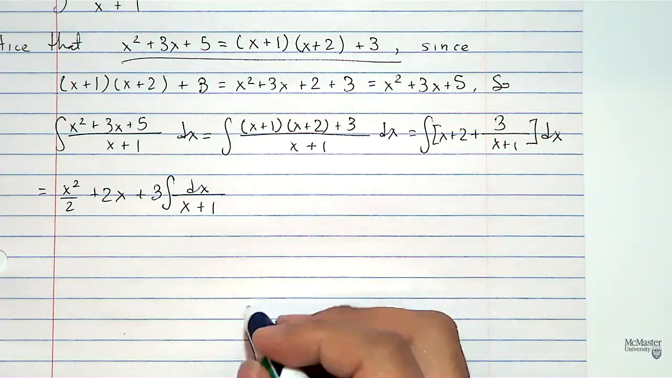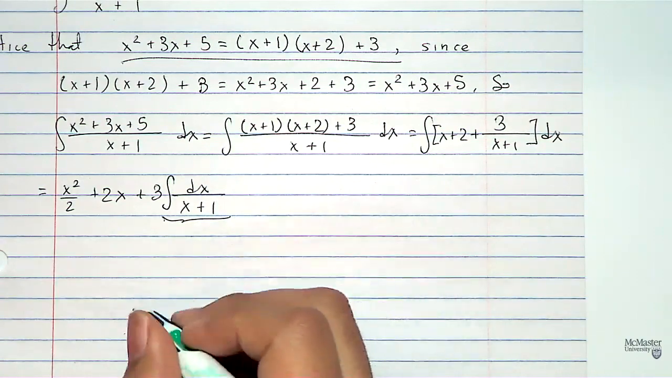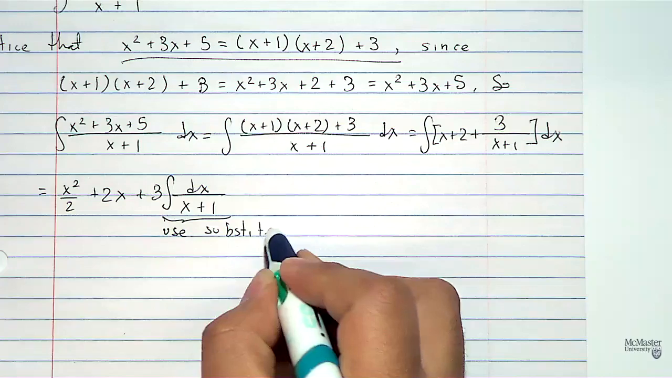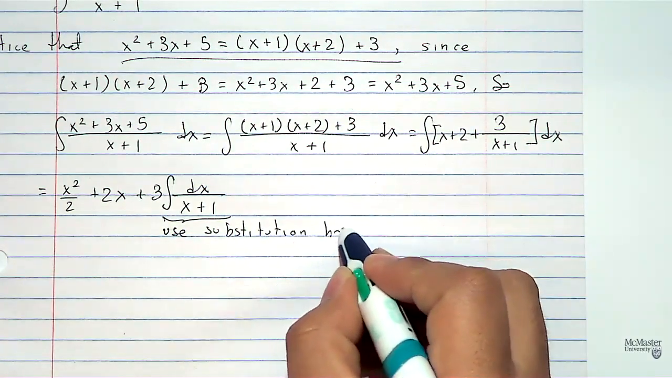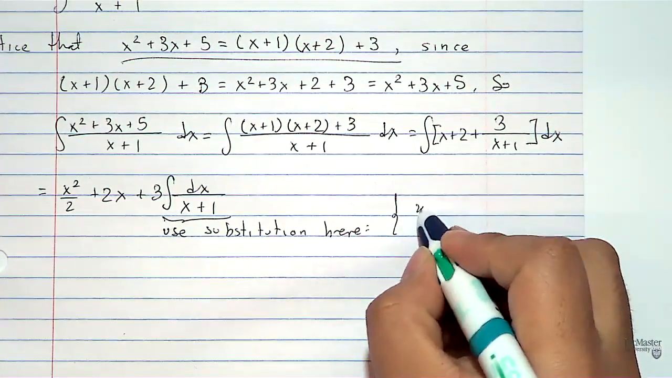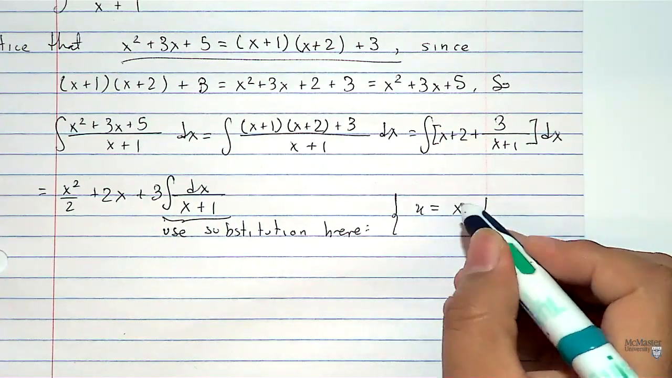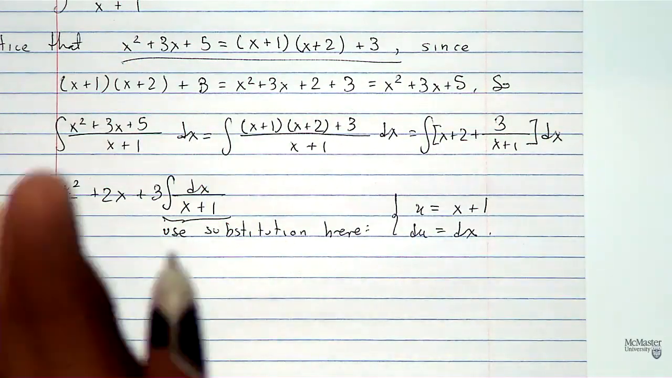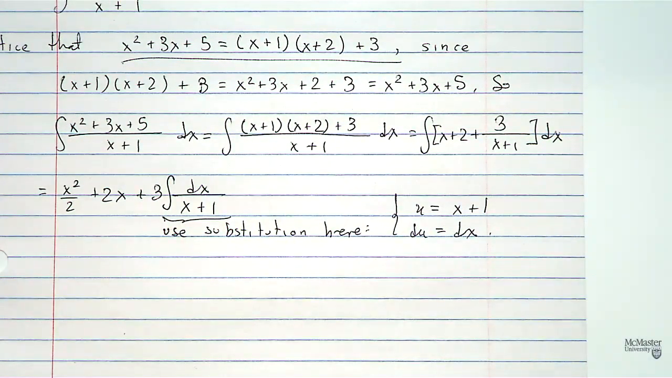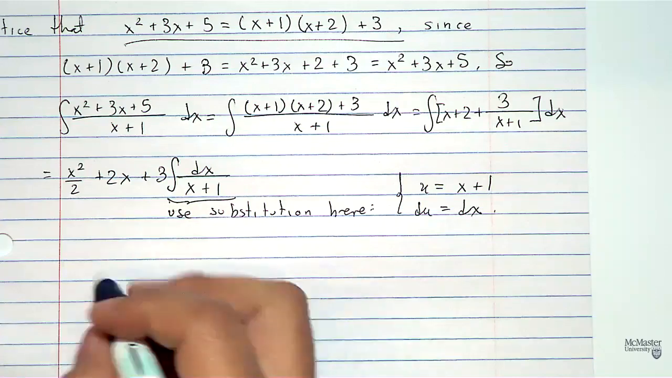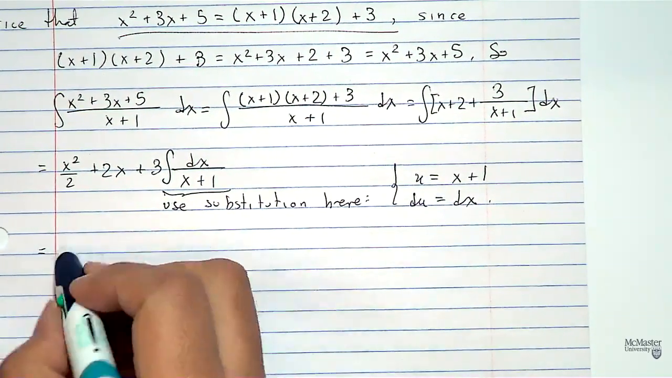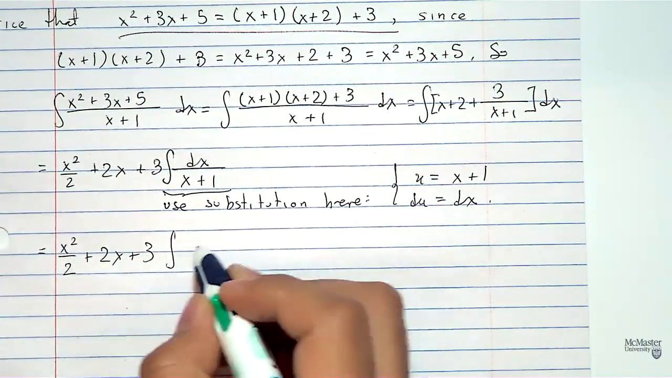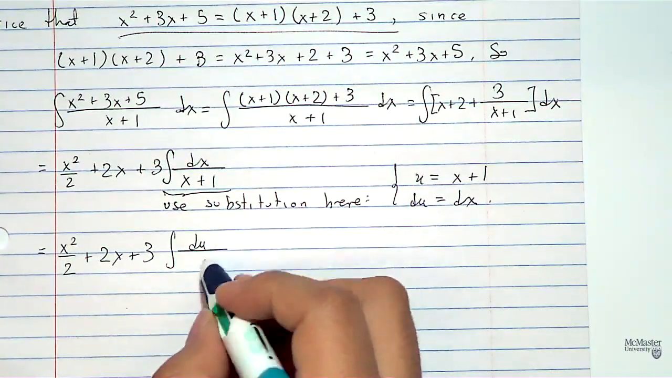So now you probably are having a guess of what we will use. So now we will use substitution for this last integral, where you define a variable u equal to x plus 1 to make our life simpler, where du is equal to dx, because it's a linear function, and u is equal to x plus 1, so basically the derivative is 1 in this case. So this would be equal to x squared over 2 plus 2x plus 3 times the integral of du divided by u.